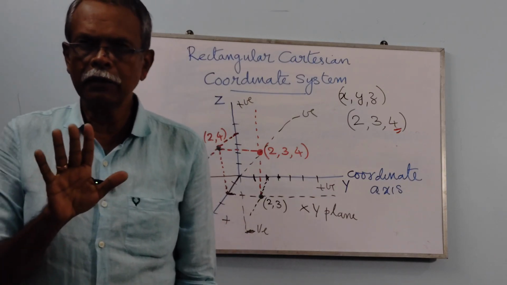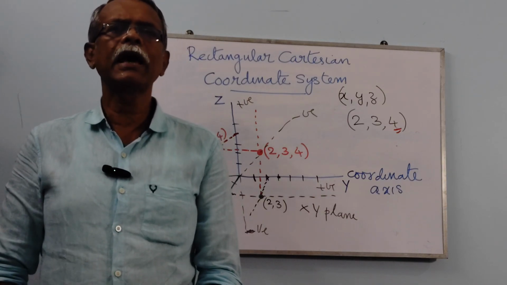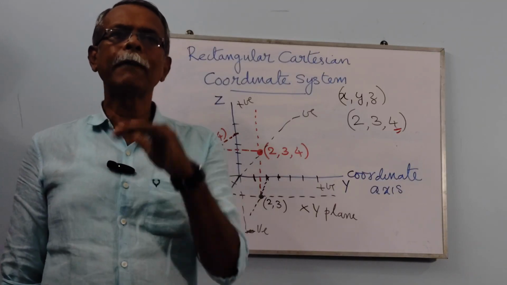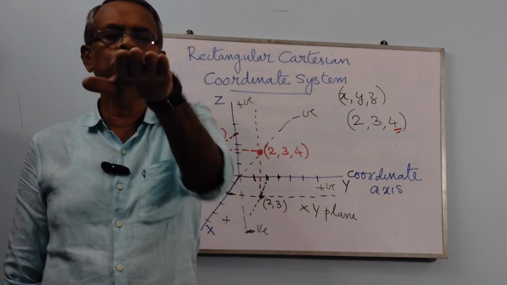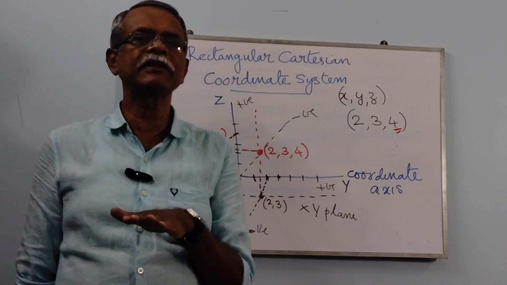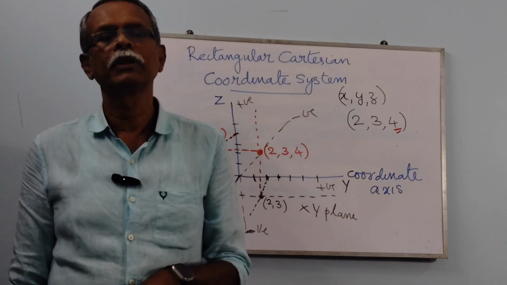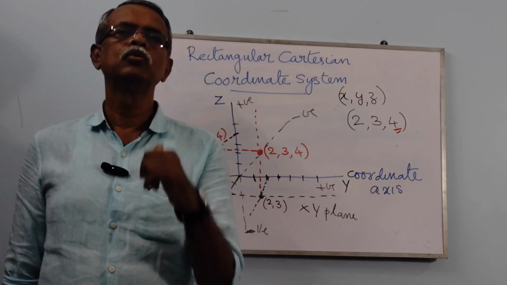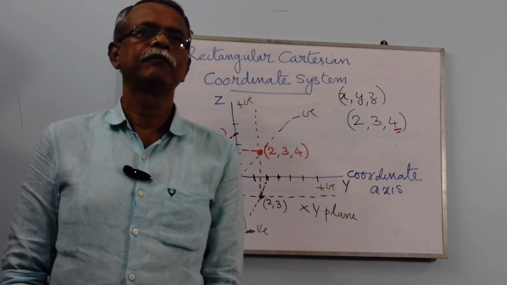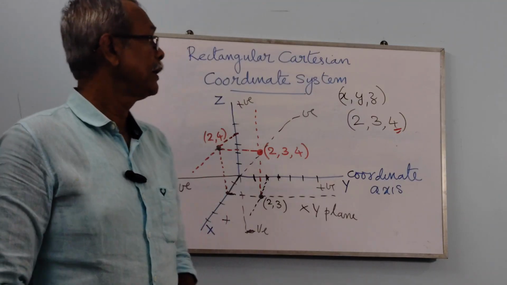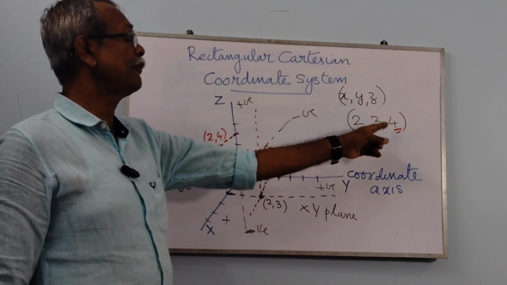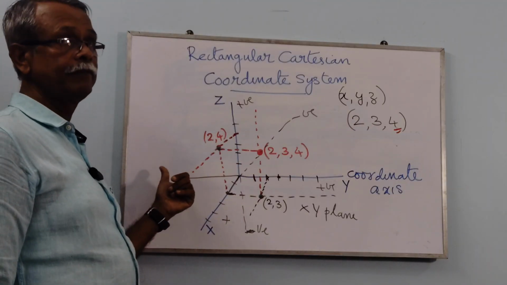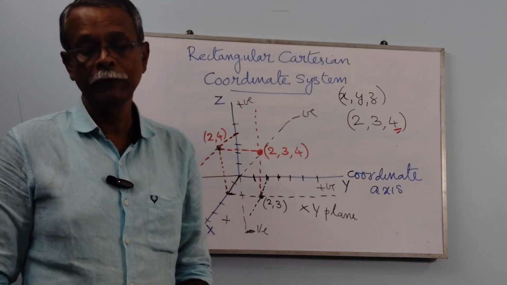So in coordinate systems, the lines towards the right or up or towards you are taken as positive. That is the convention I will be using. To the left, down or away from you is taken as negative. So if we say this as 2, minus 3, 4, that means this 3 is towards the left on the y-axis.